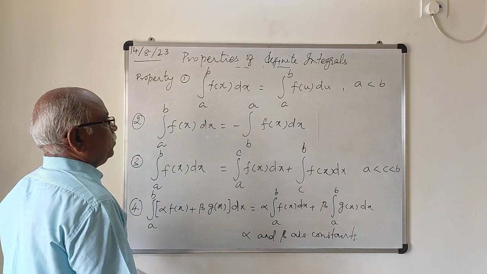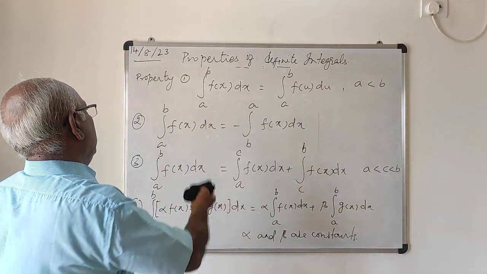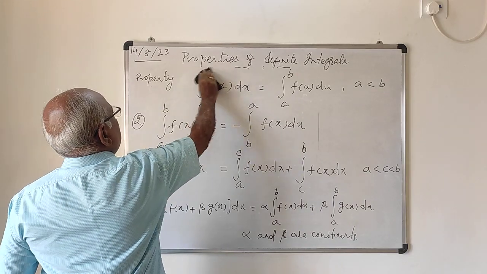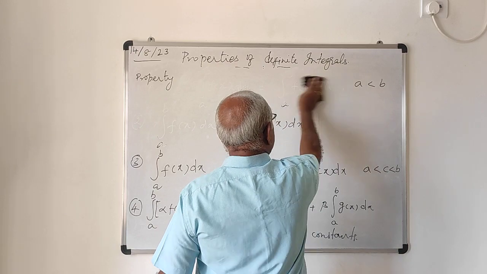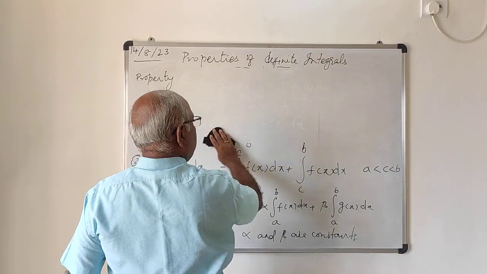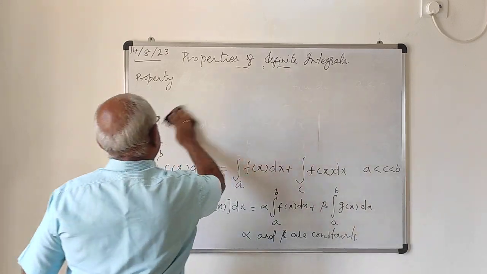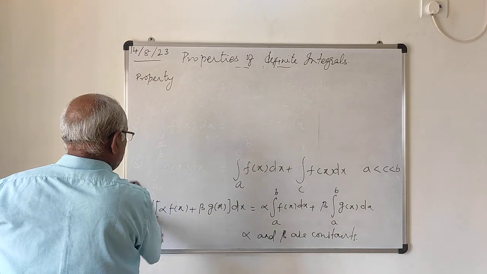This is property 4. The 4 properties are listed here, and then we will see the 5th property now. By using these properties, we are going to solve the problems in our exercise. In the coming exercise, we have to use these properties to solve the problems.